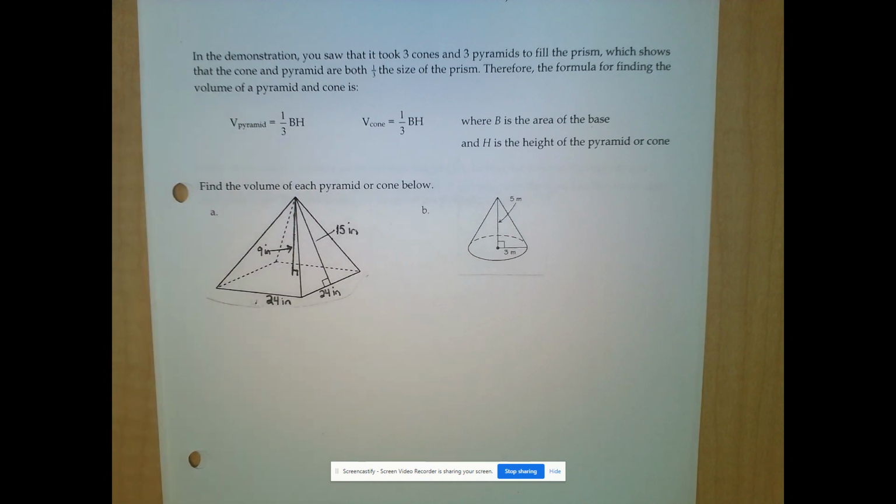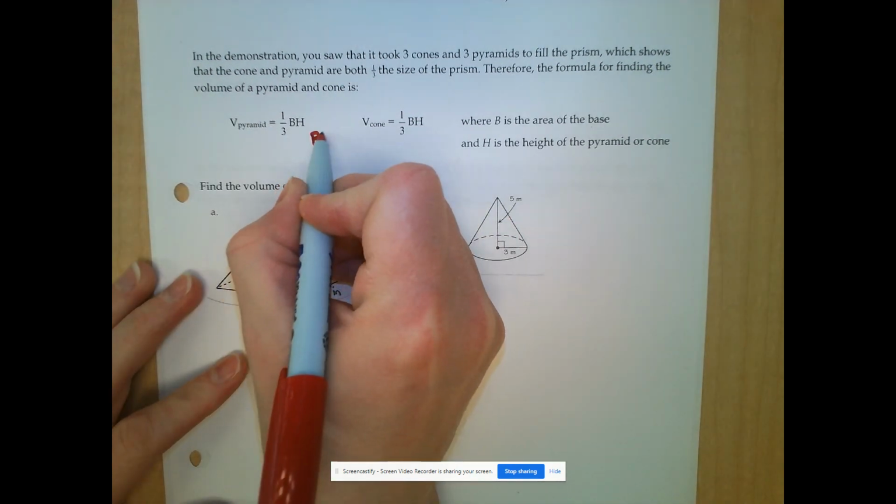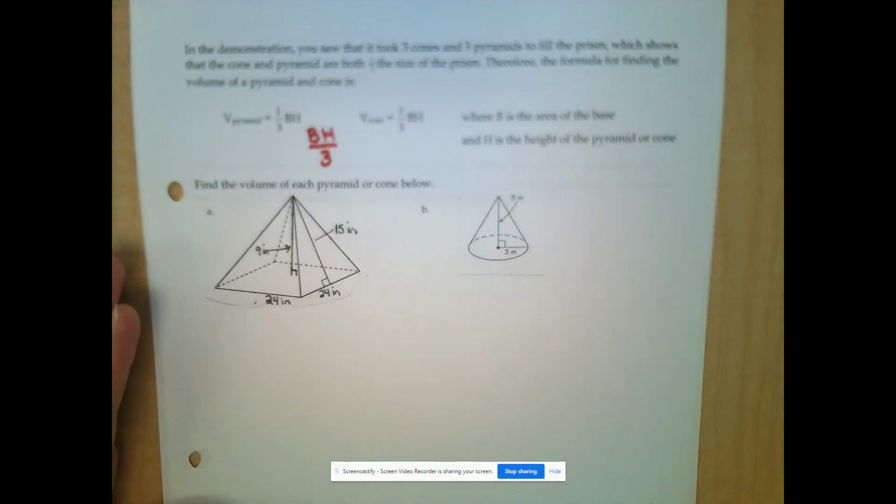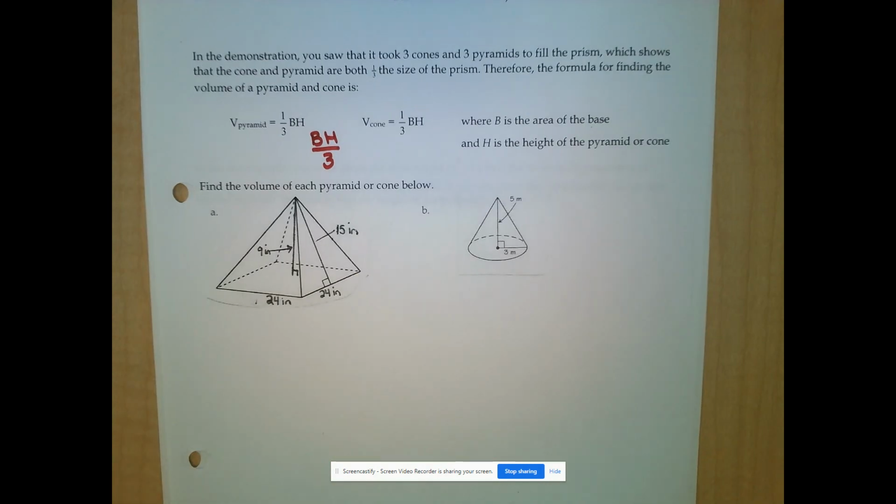I'm going to show you how to do that two ways because you can also think of it as base times height divided by 3. So I'm going to do one each way and you can pick which one you like better.